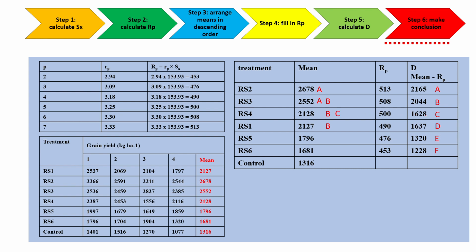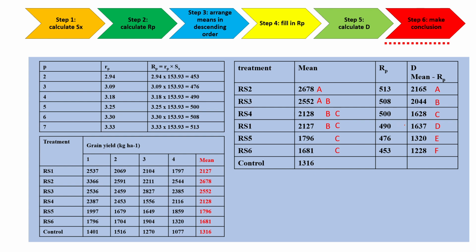2127, is it larger than C? Yes. 1796, is it larger than C? Yes. 1681, is it larger than C? Yes. And 1316, is it larger than C? No. Then you can stop there.